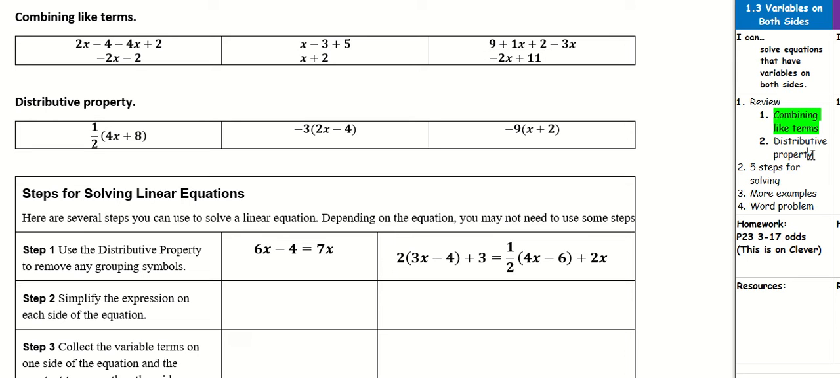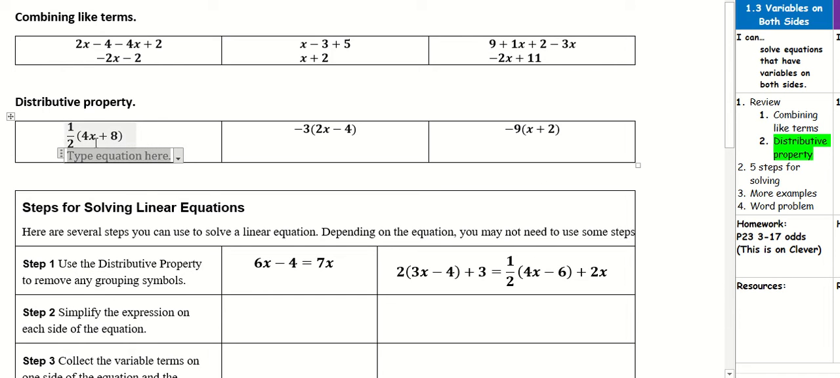Moving on to our distributive property. Our distributive property is where we have to distribute the value that's outside the parentheses to the two terms inside the parentheses. So for example, here I have 1/2 times 4x plus 8. A lot of times you guys will kind of draw the little rainbows across the top. So this becomes 2x plus 4. 1/2 times 4 is 2. 1/2 times 8 is 4.